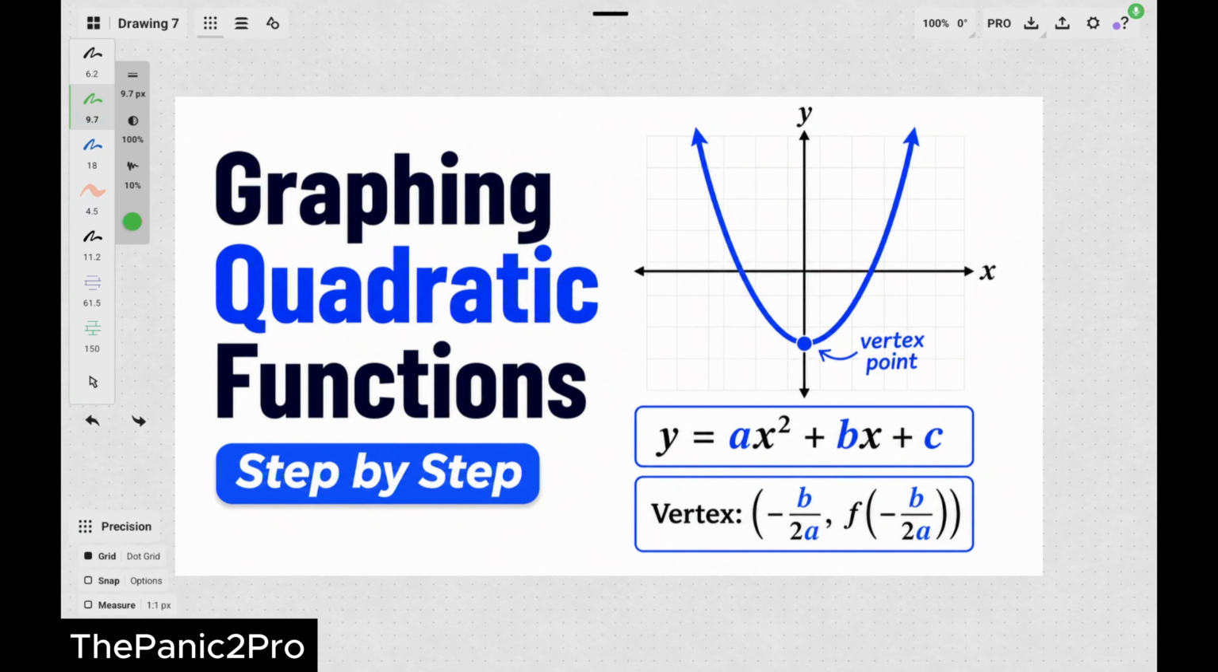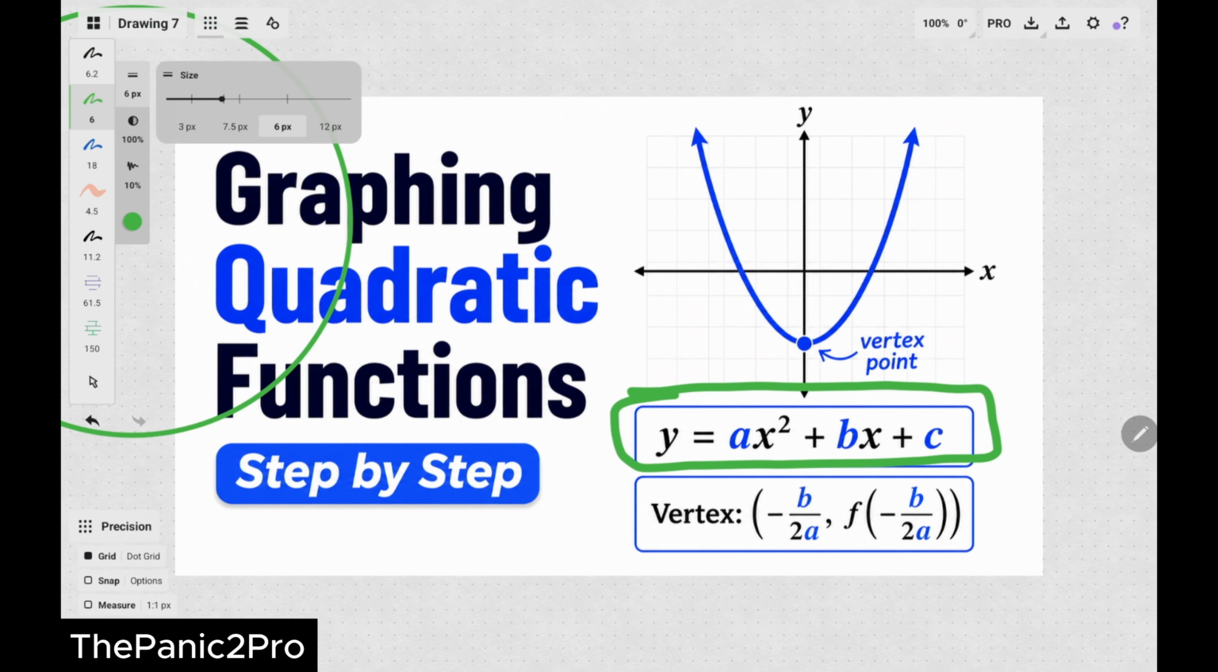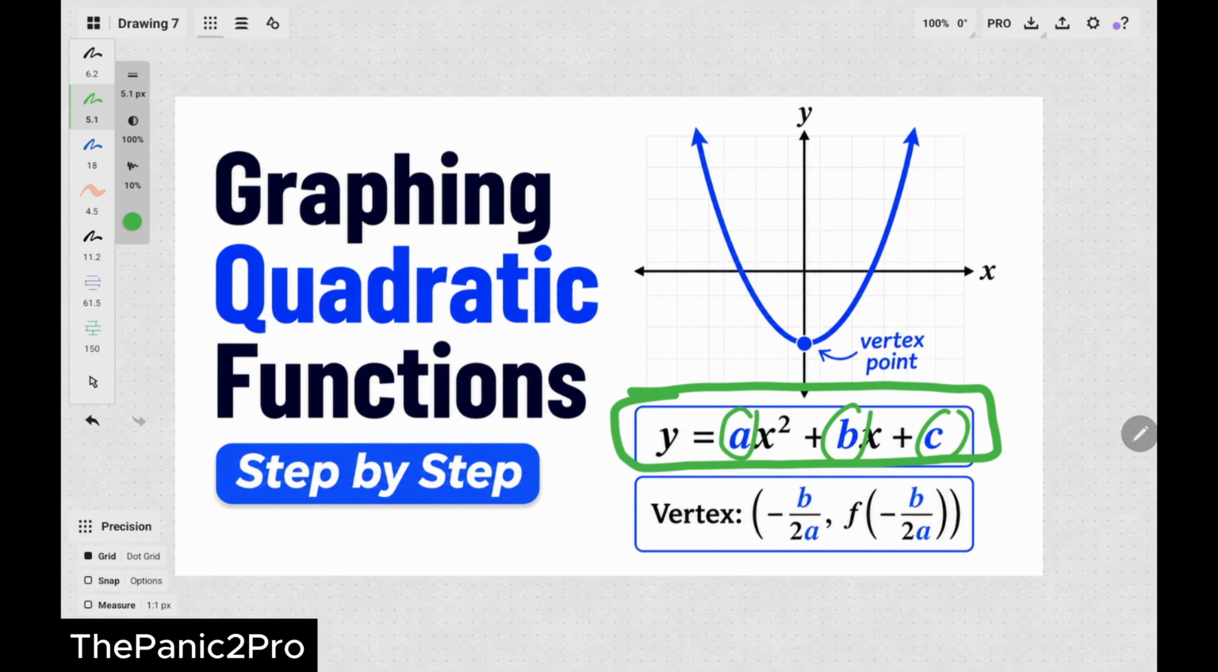Hello everyone. Today we're going to talk about graphing a quadratic function. So the goal is, let's say you have a function like this, and we know already that the coefficients a, b, and c are some numbers. So the goal is how we can plot or graph that quadratic function, right?